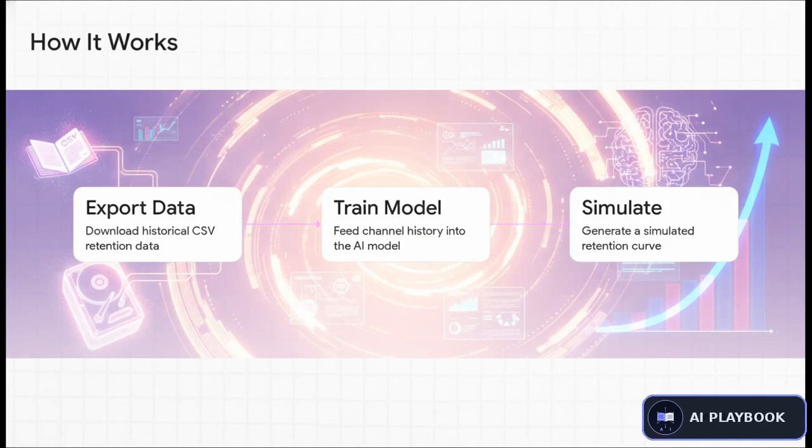So how do you actually pull this off? The logic flow is incredibly simple, literally just 3 steps. Step 1, you export your historical retention data. Platforms give you this as a raw CSV file. We're talking literal second-by-second audience percentages for every piece of content you have ever published. Step 2, you feed years of that history right into the predictive model. And step 3, you run a new rough cut through it and it generates a simulated retention curve. Boom! It's a highly actionable forecast and it's built entirely from your own real data.